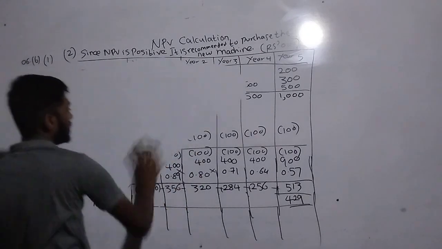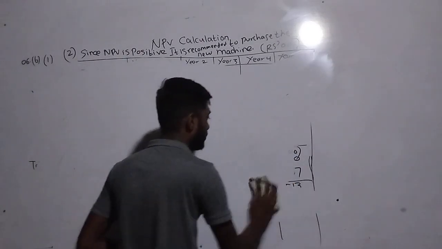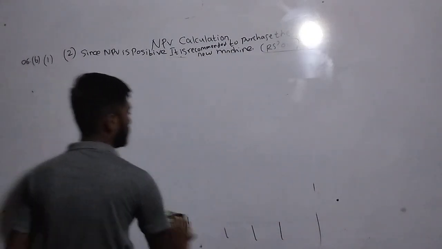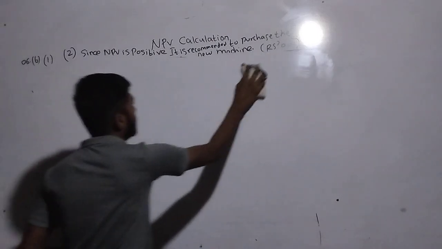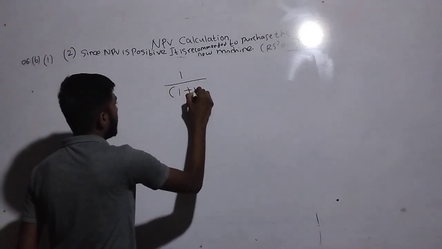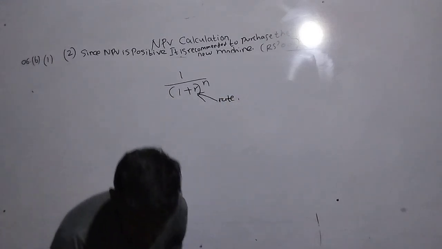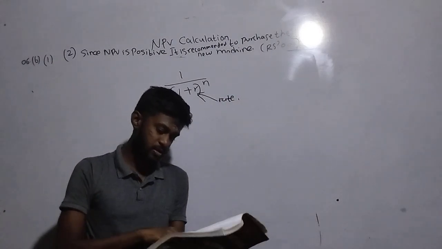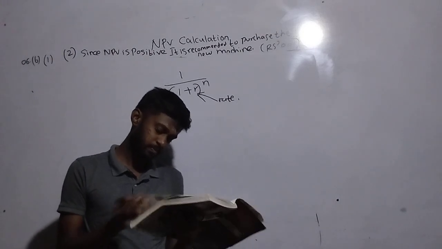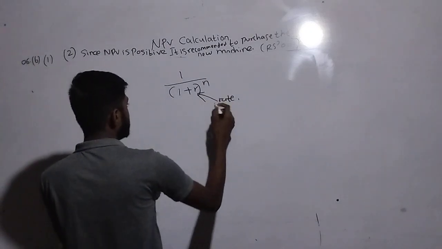There is a small formula for that, dear students. No need to memorize, it comes with practice. Accounting means practice. Don't try to memorize anything in accounting. It's a logical subject. Now this is the formula: 1 over (1 plus r) to the power n. R represents the rate. What is the discounting factor rate they have given in the question? Discount factor 12%. So this R represents the discount factor, the rate.